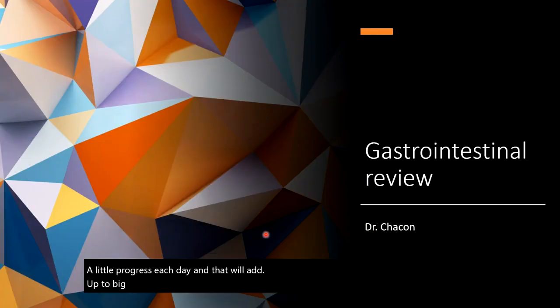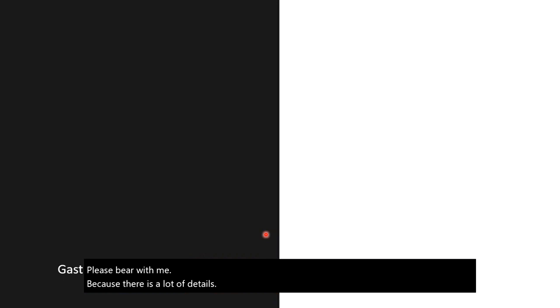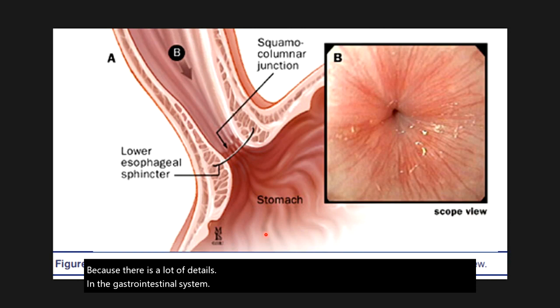So we're going to do a gastrointestinal review. Please bear with me because there's a lot of details in the gastrointestinal system. Let's start with anatomic keys. So in the gastroesophageal junction, there are particularly some characteristics that have to do with the epithelium present.